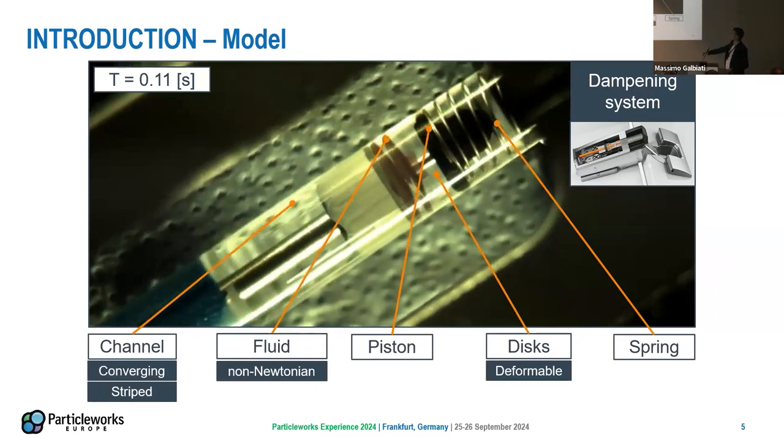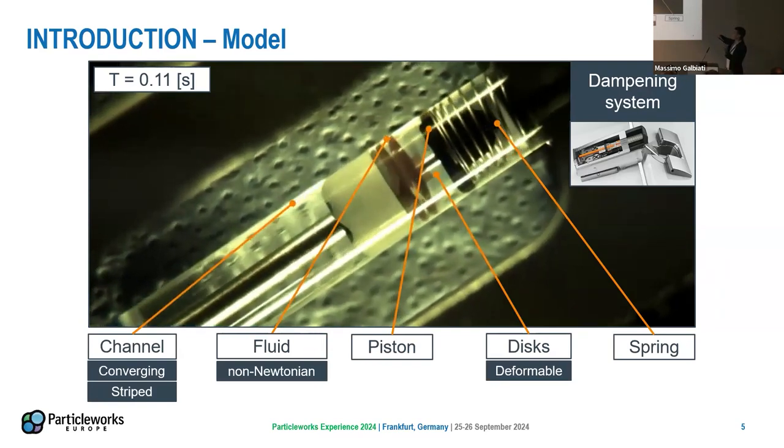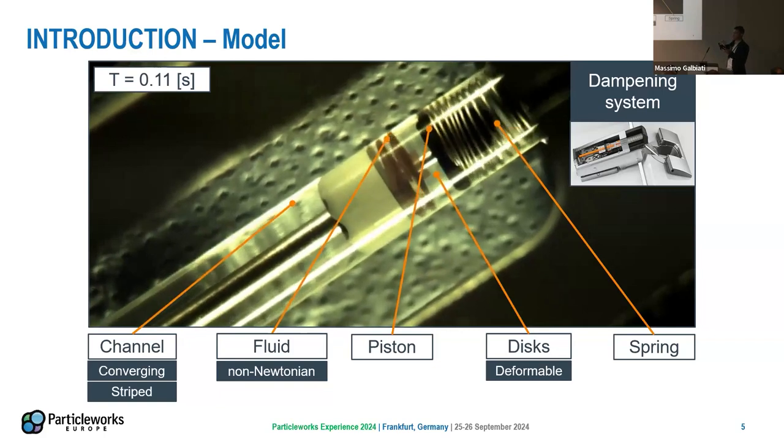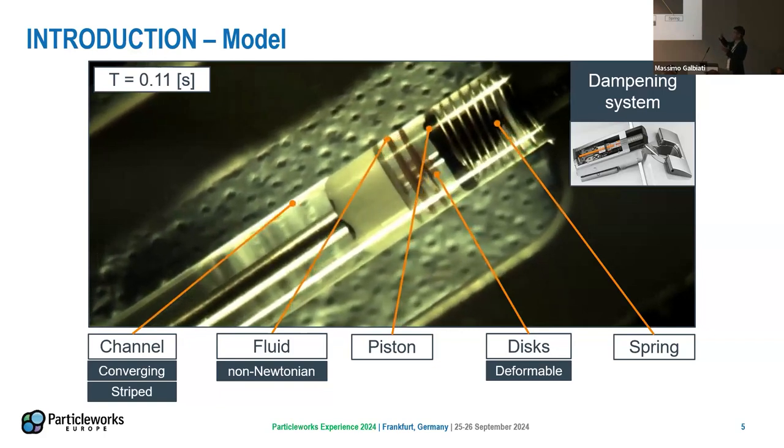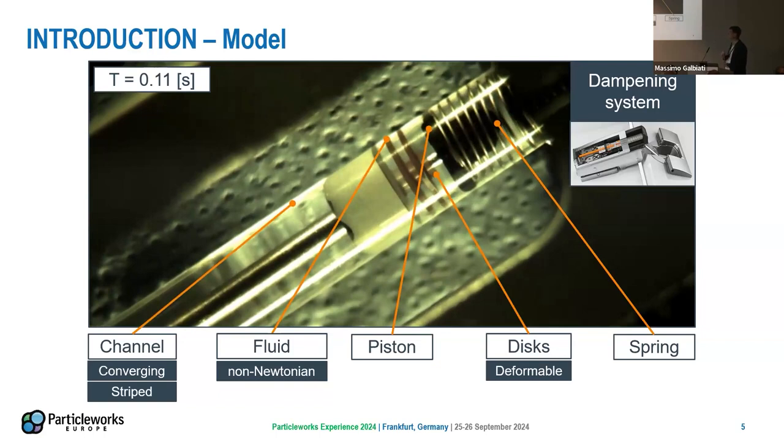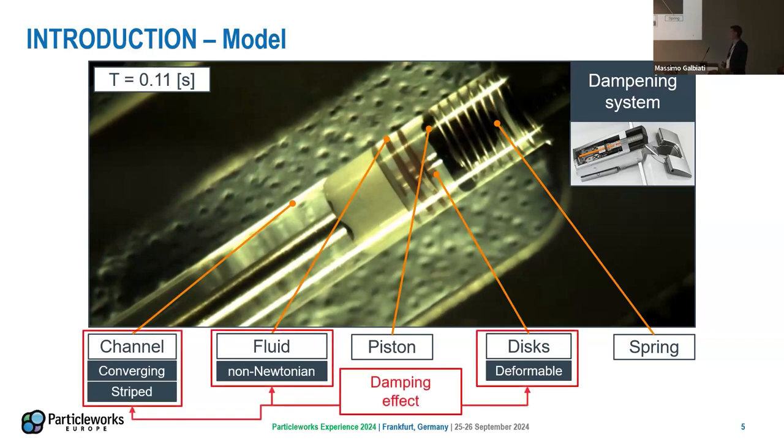As you can see, the discs are deforming. And this deformation is very important because it changes the way the fluid is flowing. The liquid is flowing inside, and so it changes the damping effect. Based on what we know, the damping effect is mostly generated by the channel and how it is shaped, the fluid, and also the discs, which are the things that we want to simulate with Particleworks and Recurdyn.